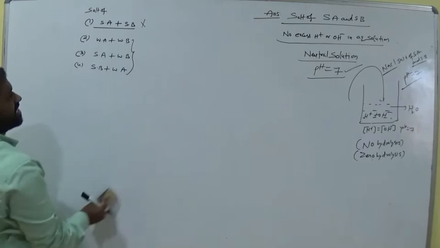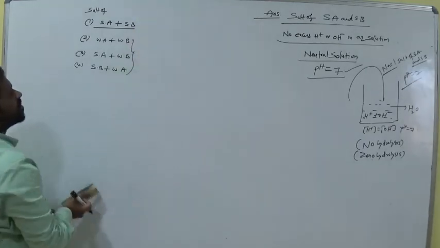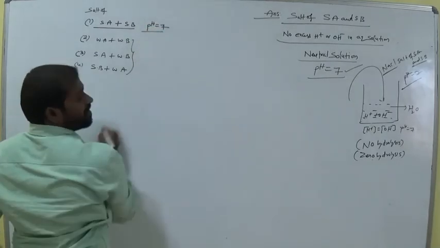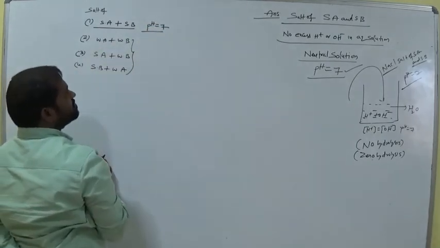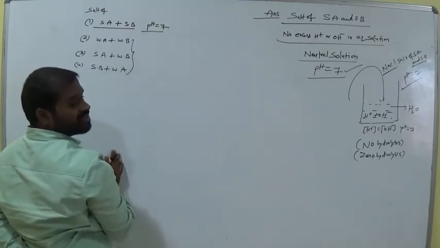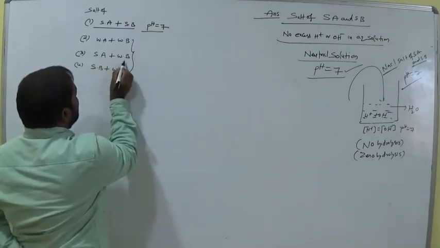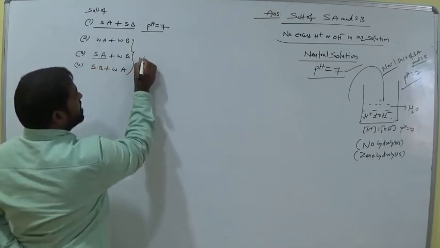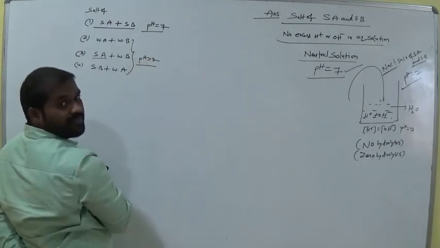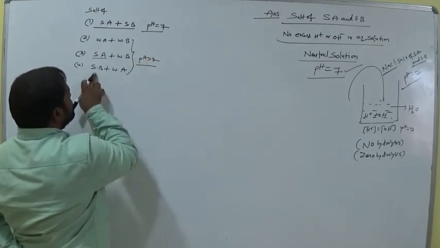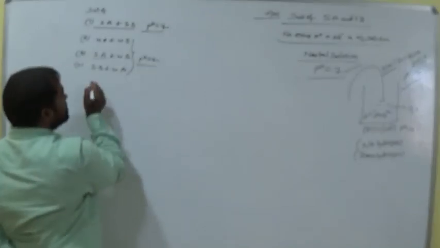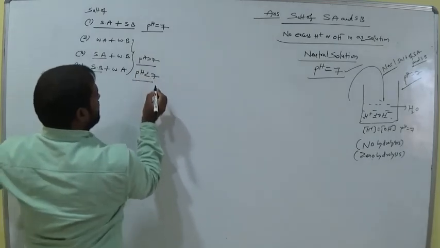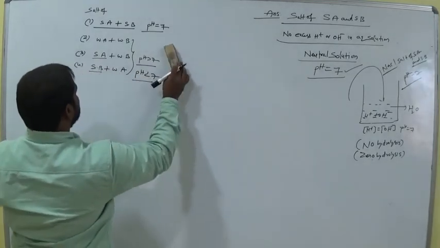So let's see here, in this case, the salt of strong acid and strong base, what is the expected pH? 7. Where it is weak acid and weak base, both are weak, am I right? Now in the case of strong acid and weak base, which is dominated? Strong acid is dominated. That means pH value is not 7, am I right? pH is less than 7.